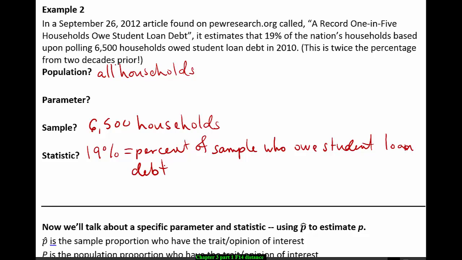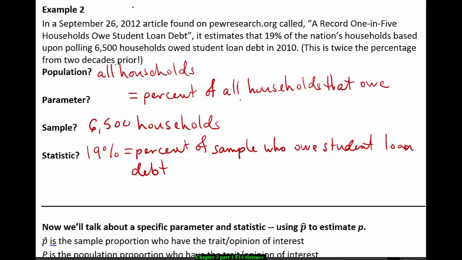The parameter is the number that describes the population, and here we don't have any way of finding out what percent of all households owe student loan debt. This polling company doesn't have access to that information. The parameter, we don't know the actual value, but it is the percent of all households that owe student loan debt. And we don't know its actual value. That's the thing we're trying to estimate.